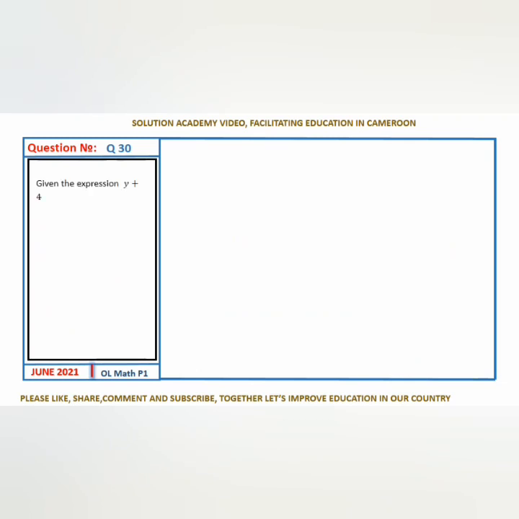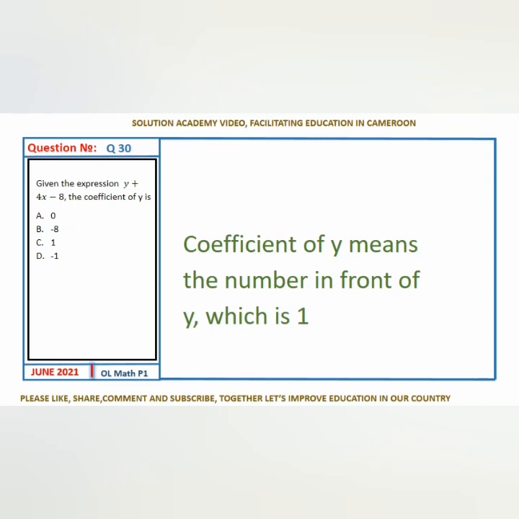Question 30. Given the expression y plus 4x minus 8, the coefficient of y is. To answer this question, you have to know that the coefficient of y simply means you should look at the number in front of y. The coefficient of any variable simply means you should identify the number in front of the variable. So the coefficient of y here is 1. Also note that the coefficient of x here is 4. You just take the number in front of the variable. So to this effect, our answer is C.